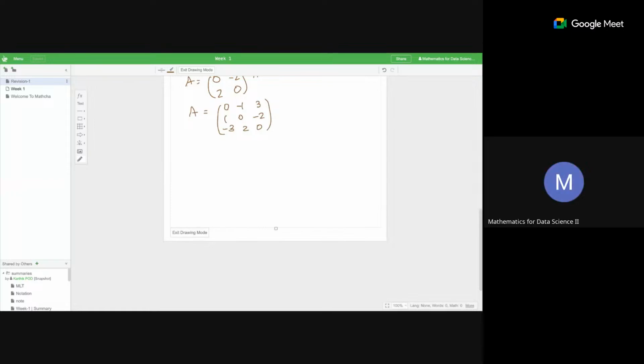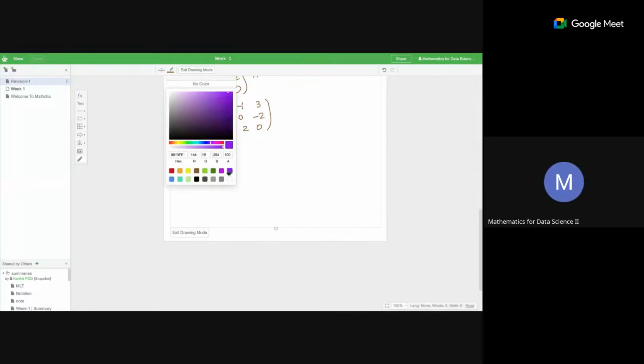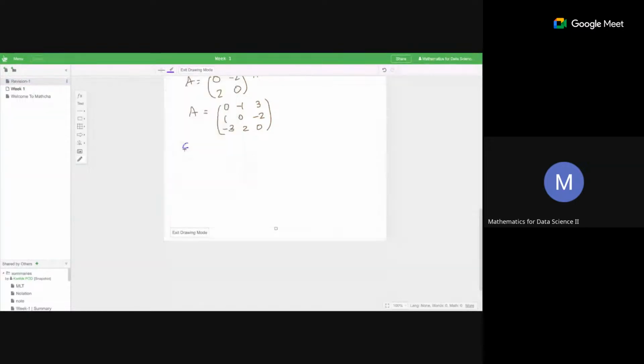So let us look at the exercise now. Exercise 1. Any diagonal matrix is a scalar matrix. True or not? Any diagonal is true? So for example, let me take 1, 2, 3. So this is a diagonal matrix. But is this scalar? No, ma'am. So this is diagonal but not scalar. Correct? Yes, ma'am.